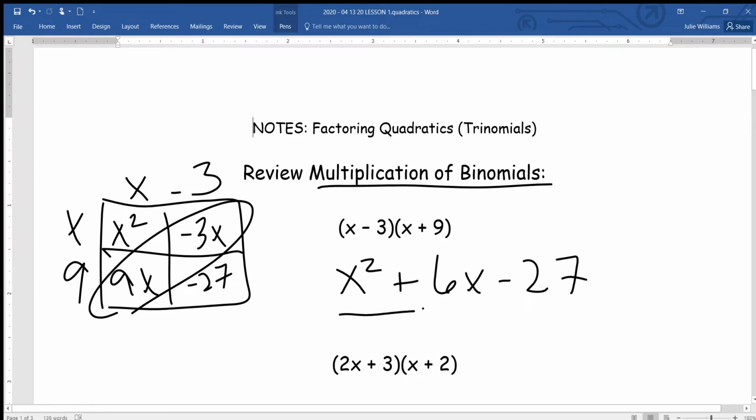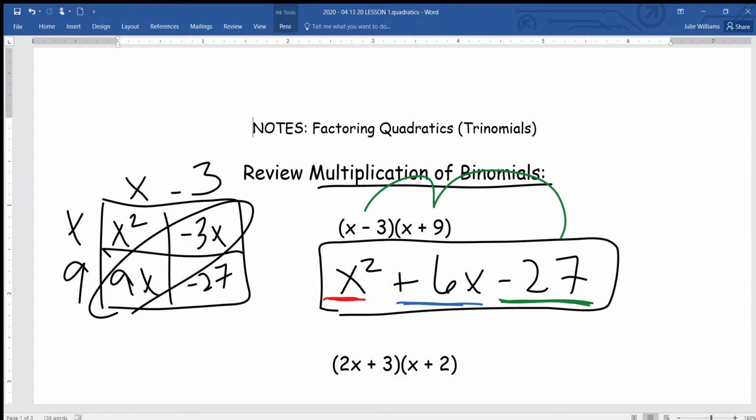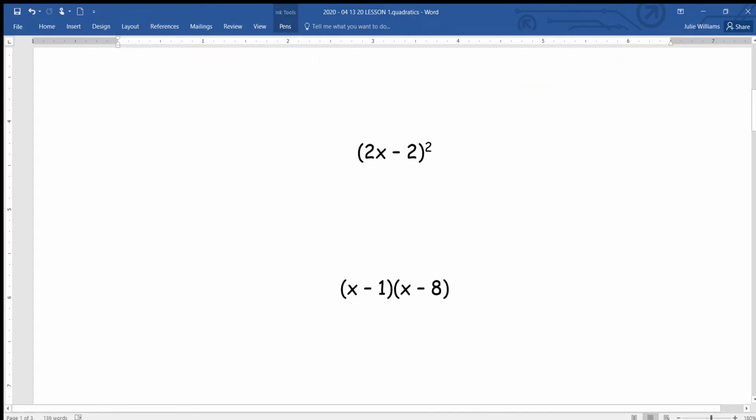So now what I'm going to ask you to do is look at all 3 of these terms that I just got. Look at the x squared, look at the plus 6x, and then look at the minus 27 or negative 27. How do those numbers relate back to what we started with? Just think about it for a minute. How can you tell it's going to be an x squared? How do you know it's a positive 6x? Sure, you can do the multiplication. How do you know it's going to be negative 27? So just think about that. That's going to come into play when you start to factor. All right, so now let's look at the next one.